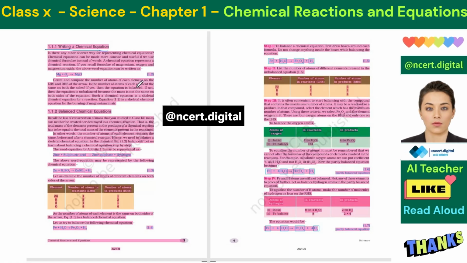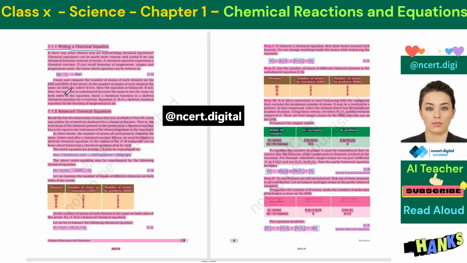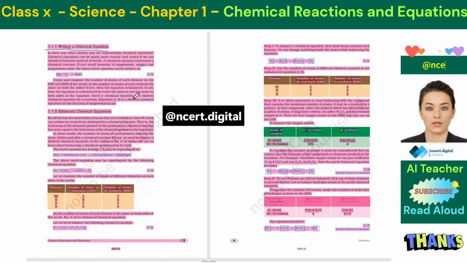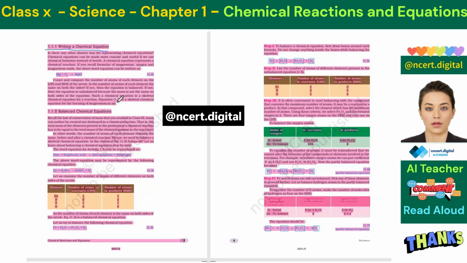Is the number of atoms of each element the same on both the sides? If yes, then the equation is balanced. If not, then the equation is unbalanced because the mass is not the same on both sides of the equation. Such a chemical equation is a skeletal chemical equation for a reaction. Equation 1.2 is a skeletal chemical equation for the burning of magnesium in air.